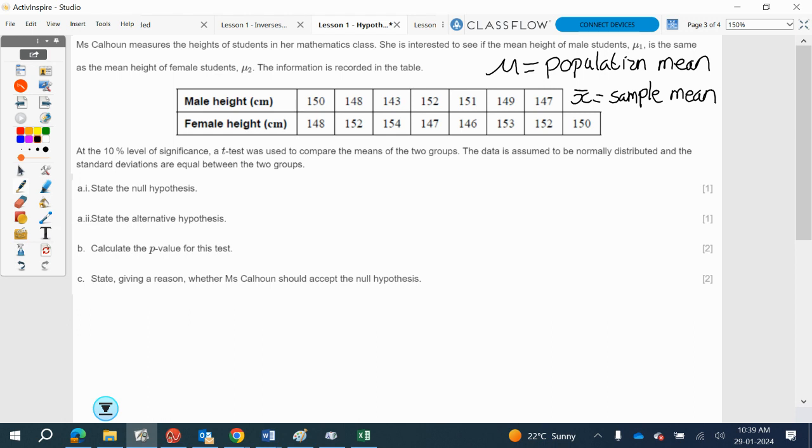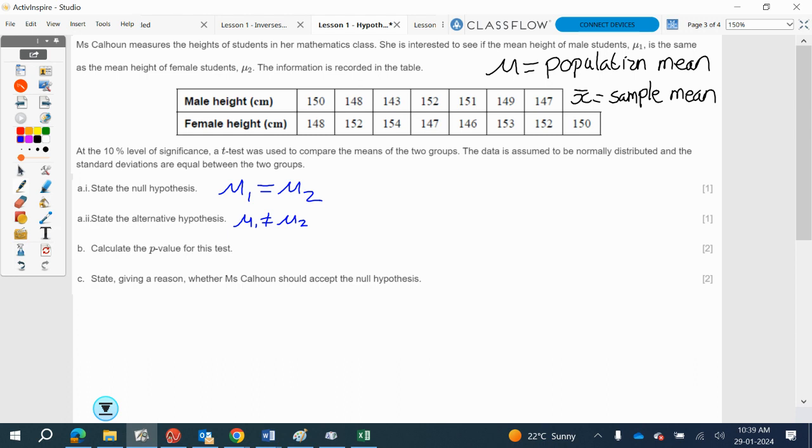The easiest way to write this one: mu1 is equal to mu2, and then mu1 is not equal to mu2. How would we say that in words? The population mean of male students is equal to the population mean of female students. What you're talking about is the mean height of the population.